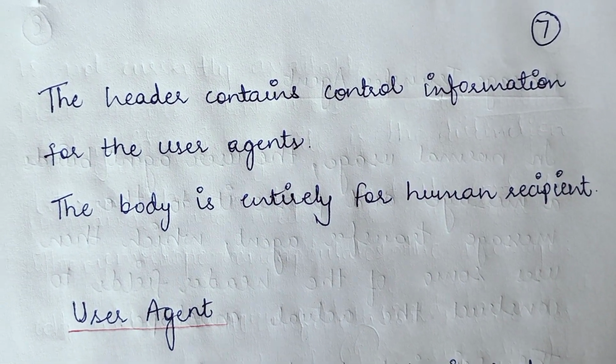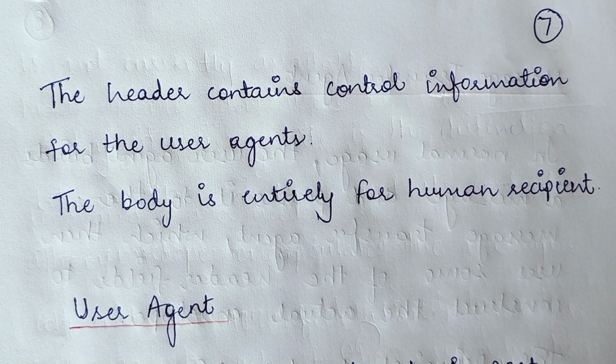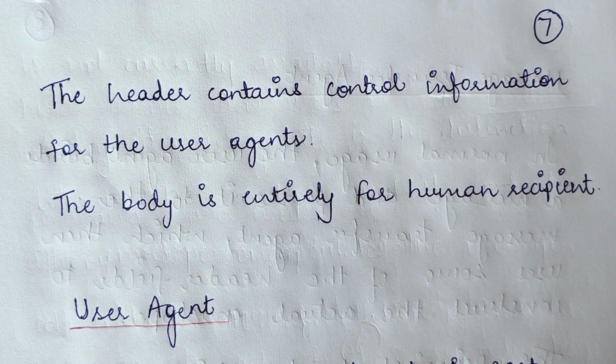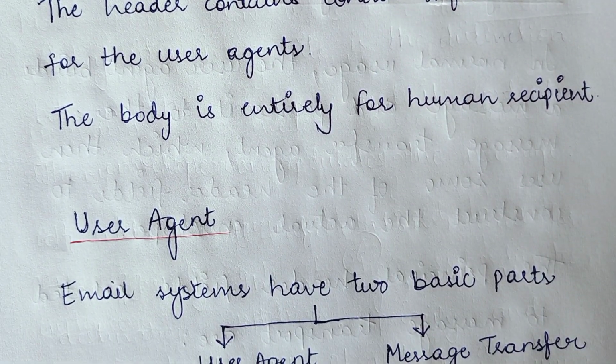The header contains control information. I've already told you the header part would contain the control information like the sender's address, the receiver's address, the subject and certain related information. And the body is entirely for the human recipient. The moment you click compose, the body of the email opens wherein you type the actual message. So the body is for the human recipient.